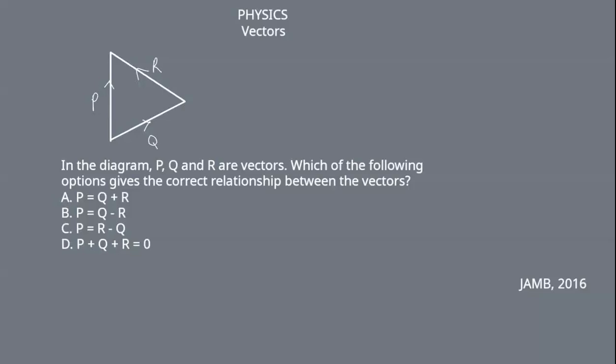So vectors are quantities that have size or magnitude and also have direction. Vectors are represented with straight lines, and the arrows on the vectors represent the direction. So what we see here is three vectors that form a triangle. They want us to know the correct relationship between them. Obviously, one of these vectors is going to be the resultant.